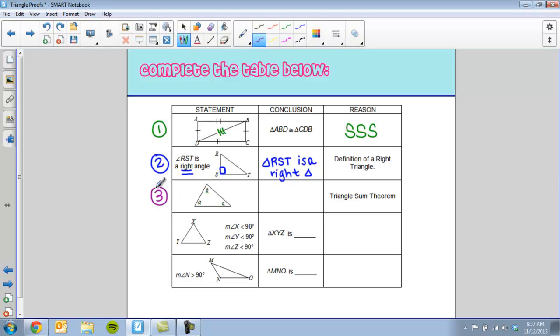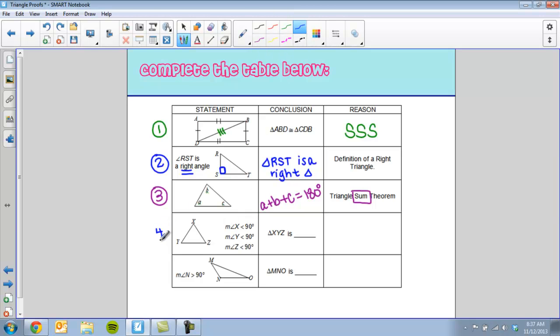Now this one's a little different. What do you notice on this picture? Okay, you notice we got the angles marked, and then what is the reason? Triangle sum theorem. Well, you should know that A plus B plus C equals absolutely 180 degrees. So see, that wasn't terrible.